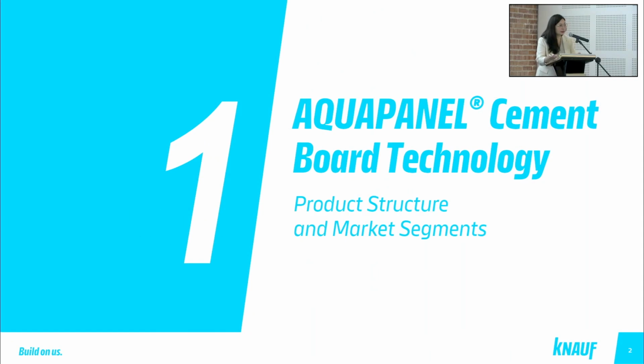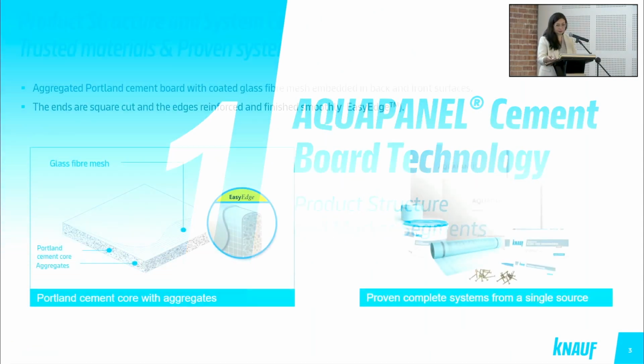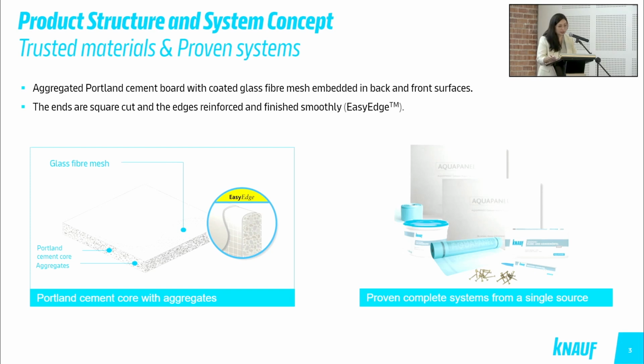Let's talk about the product structure first and the market segments. Let's understand what Aqua Panel is. Aqua Panel is actually a cement board. If you can see here, how to differentiate our Aqua Panel cement board from a normal fiber cement sheet board: fiber cement sheet board would not have any mesh.